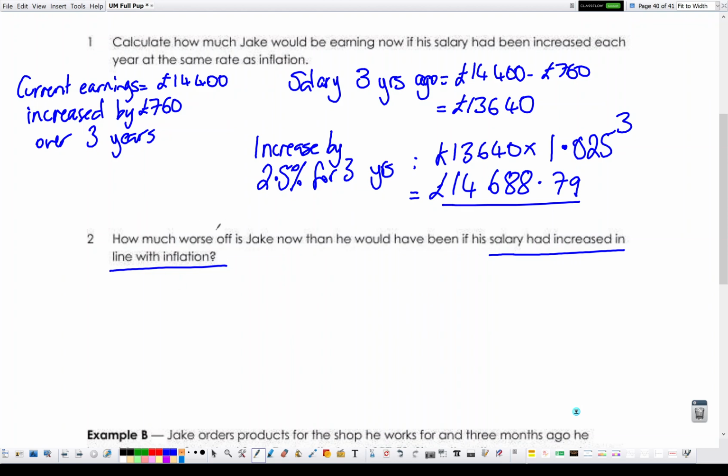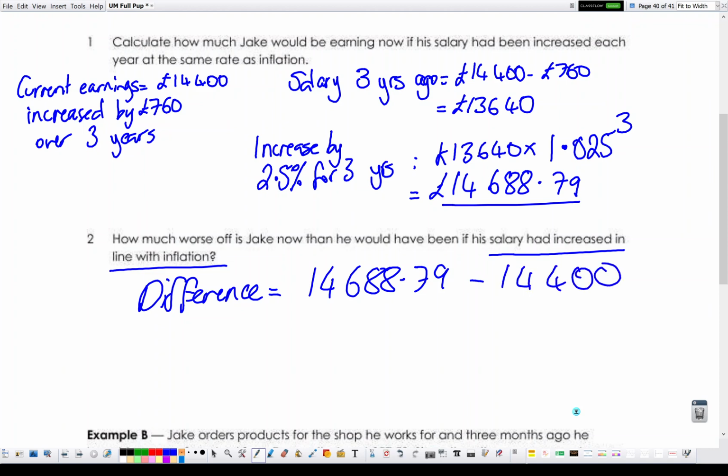So what is the difference in those salaries is all we're actually asked to do here. This is what he could have got, basically, and this is what he actually has. So the difference is just you take the bigger one and you subtract the small one. So it's just 14,688.79, take away his current salary of 14,400. If you pop that into your calculator, you see that it is a difference of £288.79. Now that's in a salary in a year.